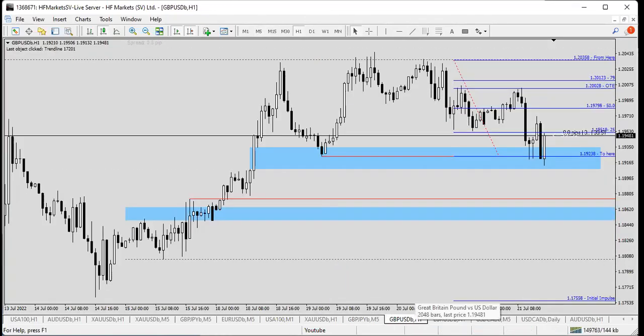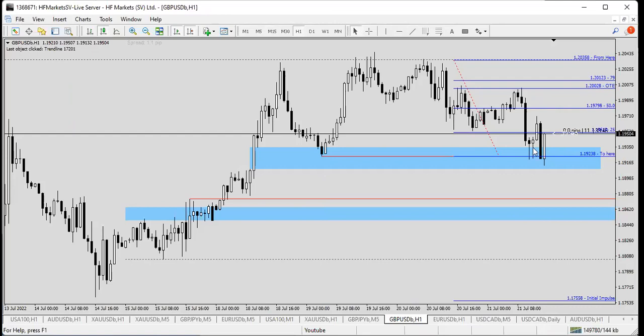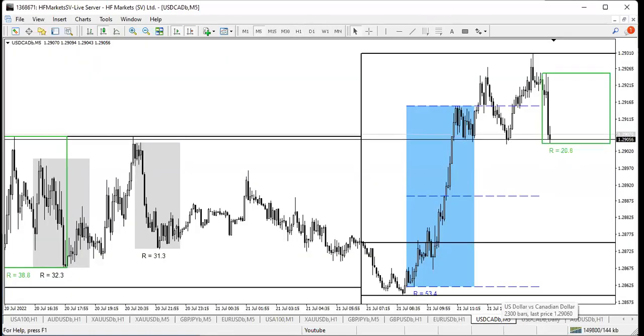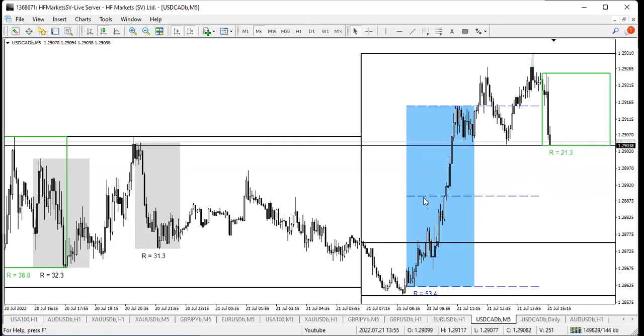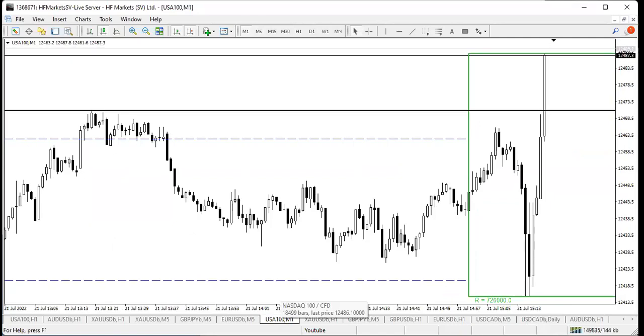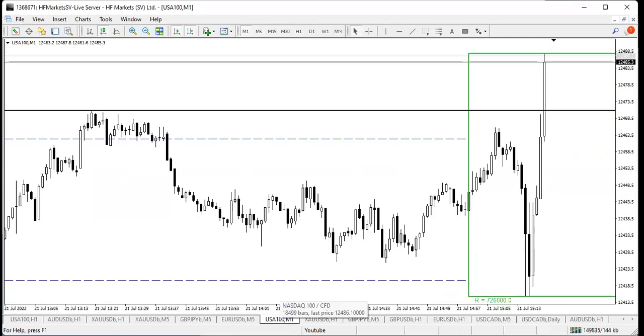Finally, GU is moving. There's a lot of room left for this to go up. So don't try to pick the top. Don't get burned trying to do that. UCAD. So EU, GU pushing, UCAD going down, suggesting bearish DXY. Is NAS flying? Oh, NAS is flying.